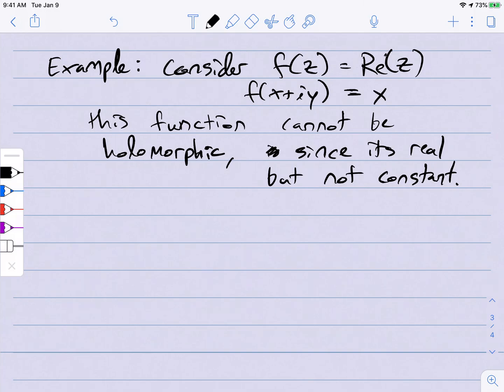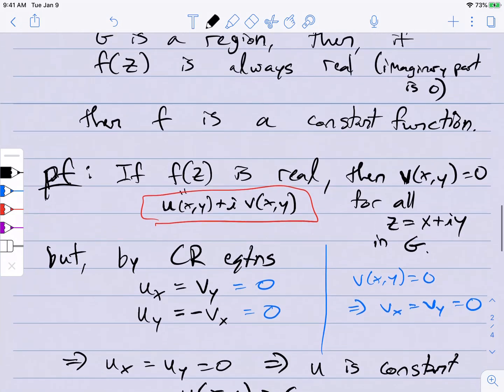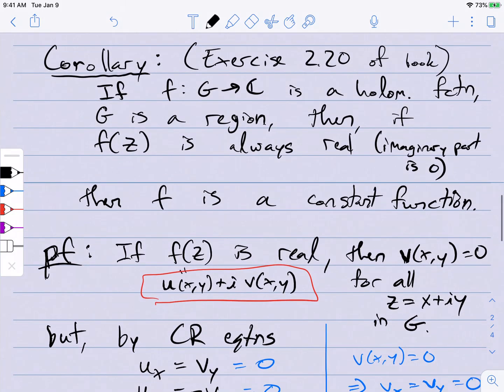So this is already a pretty surprising and useful application of the Cauchy-Riemann equations, and we're going to see a lot more later. By the way, you can do a really similar proof to show that if you have a function that's purely imaginary in its outputs, then it also has to be a constant function. I think I'll end there.